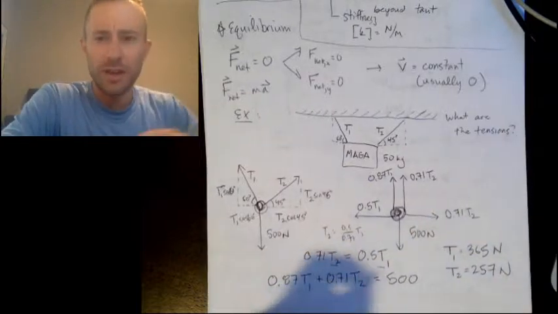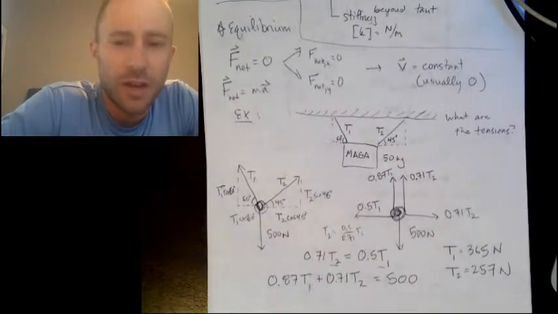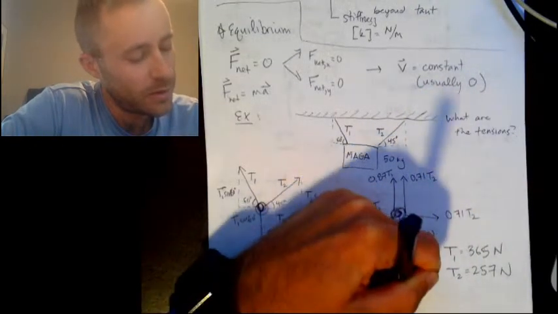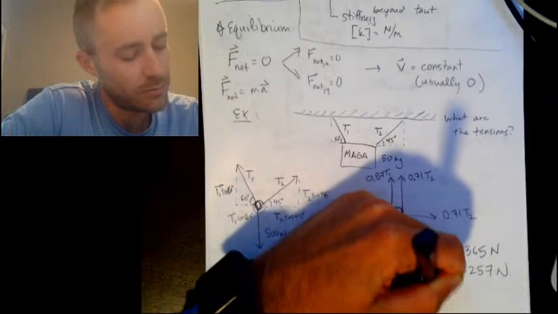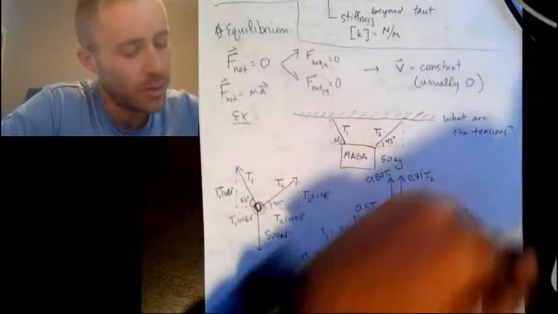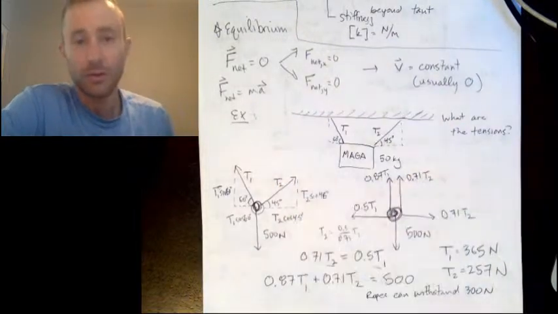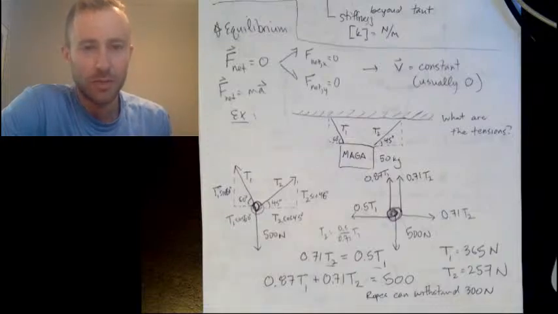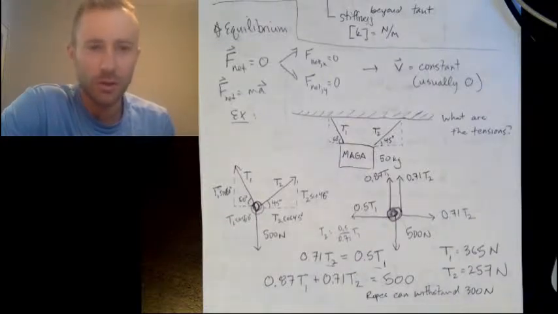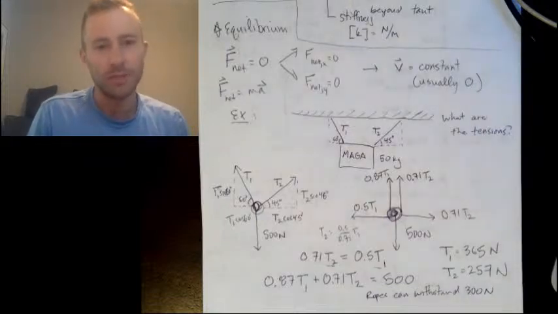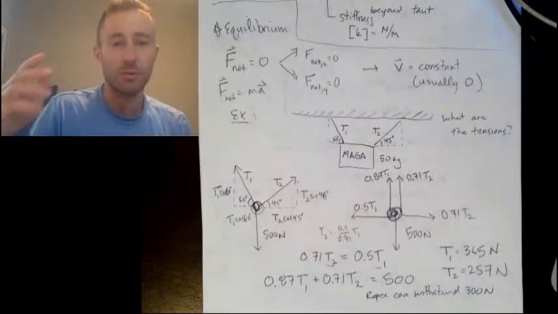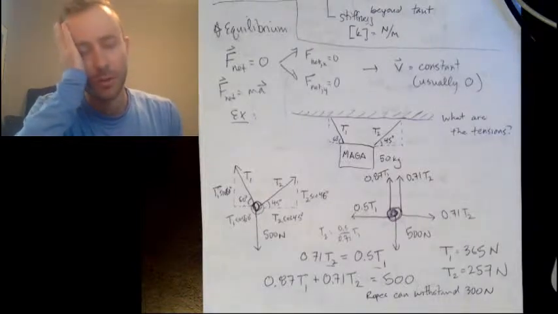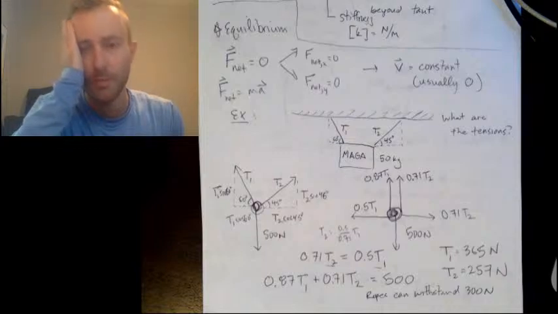So now, what if we said that the ropes can withstand 300 newtons of force? So when you buy rope, it has a certain maximum weight that it can hold. So if you go to Lowe's or Home Depot, you buy rope, and it'll say this rope can hold 25 pounds. Okay. So what if these ropes can hold 300 newtons of force?